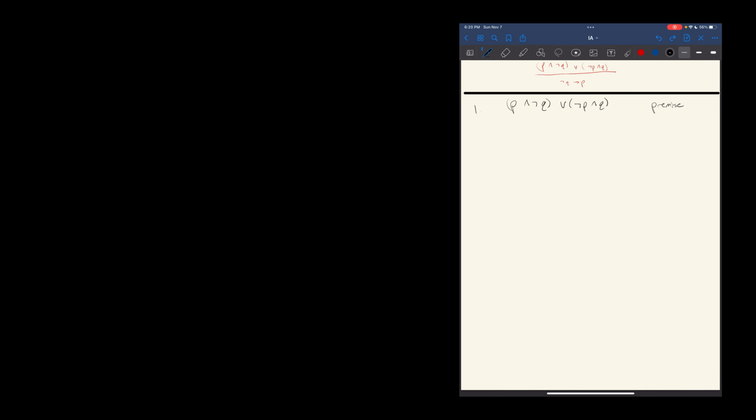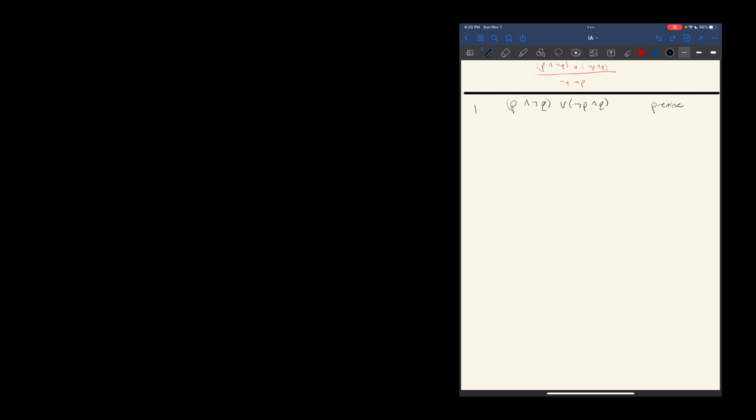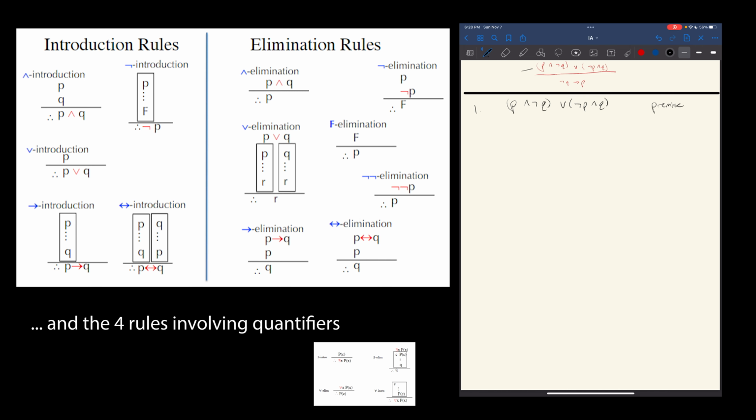Today, we are going to be learning about natural deduction. Now, the key to natural deduction are two big ideas. The first big idea is to use the 16 rules that are given to you in lecture. Now, as you can see, we have a sample problem here, where we have this premise that should conclude this. Now, how can we conclude not Q implies P?